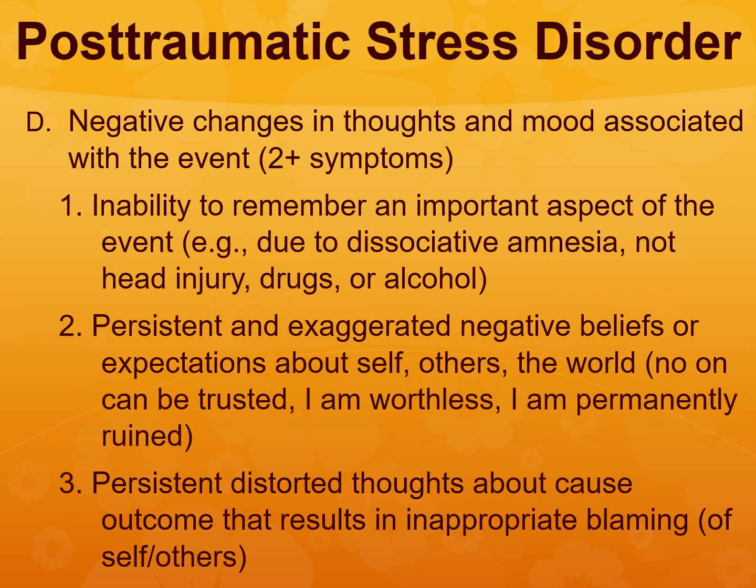And then D, negative changes in thoughts and mood associated with the event. And here you're looking for there being at least two separate symptoms. So perhaps they can't remember an important aspect of the event. And this is really important because this would not include somebody had a car accident and they hit their head and they can't remember some part of the event because they have a concussion or because they had some brain damage. It also would not include if you can't remember something because there was a drug involved or the person had been drinking when it happened.